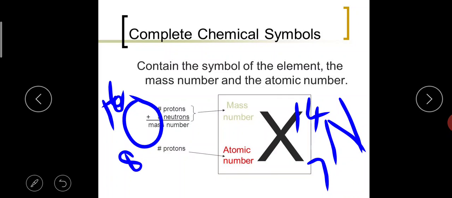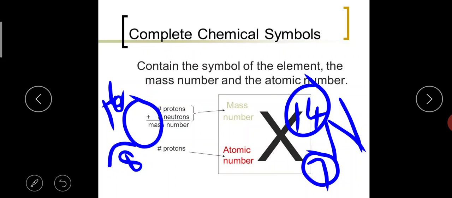So this 7 represents 7 electrons in nitrogen. Okay, 14 represents the number of protons plus neutrons, which means 7 protons plus 7 neutrons gives 14 here. Same way, in oxygen, this 8 represents 8 electrons or protons. 16 represents 8 protons plus 8 neutrons, which gives the mass number as 16. Are you all clear with this?